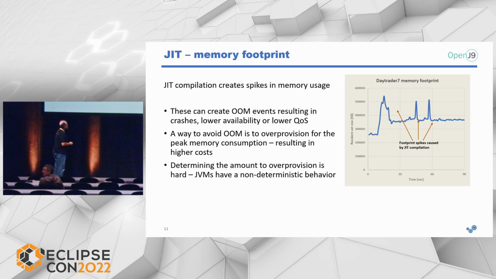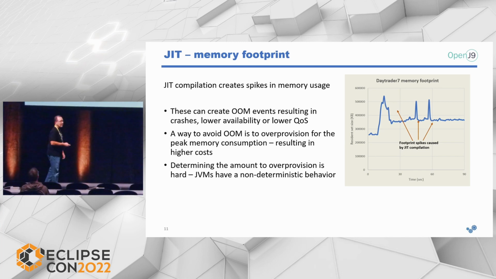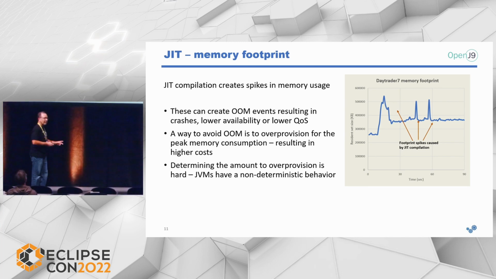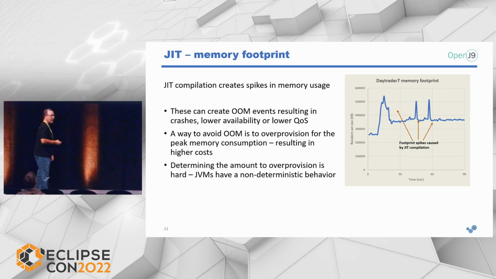Associated with that is memory usage. These are spikes in memory usage at the beginning here. And of course, whenever you have spikes in your memory, that can create out-of-memory events, which in the best case is just a hiccup or lower quality of service, but it can bring down your JVM. So that's the number one reason why JVMs do fail, is because of out-of-memory events.